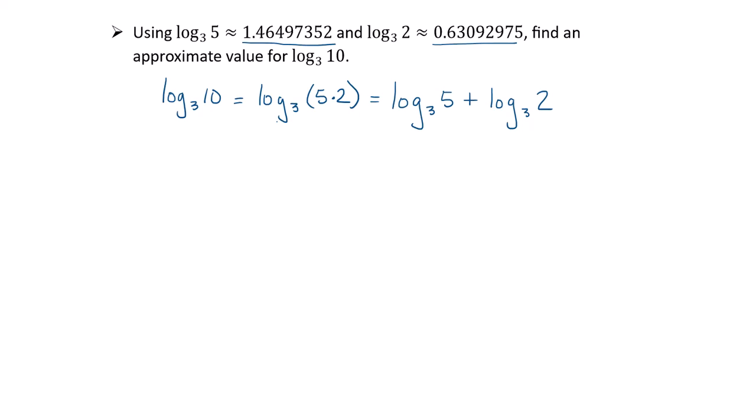And I get an approximation of 2.0959 after I've added those numbers. Now you can try in your calculator to take 3 to the exponent that you just found, and you'll see that it does get very close to the number 10.